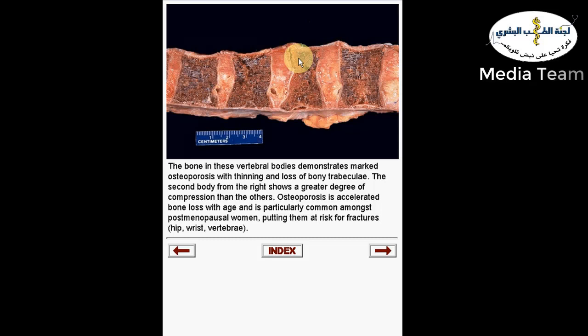It may lead to fracture, and fracture at the vertebral column and the hip joints is one of the most dangerous and serious fractures. It's not as easy to deal with as fractures in the peripheral skeleton. So it puts them at a higher risk of fractures.